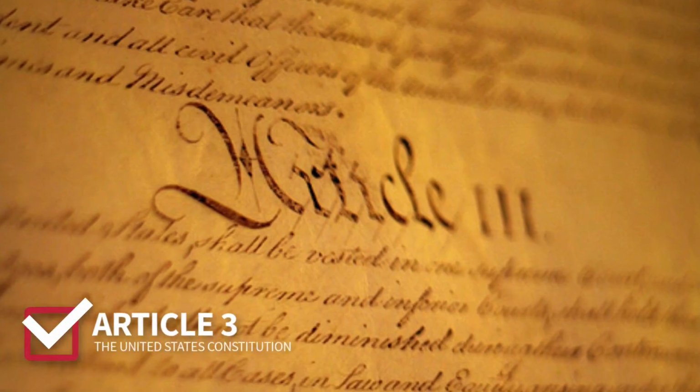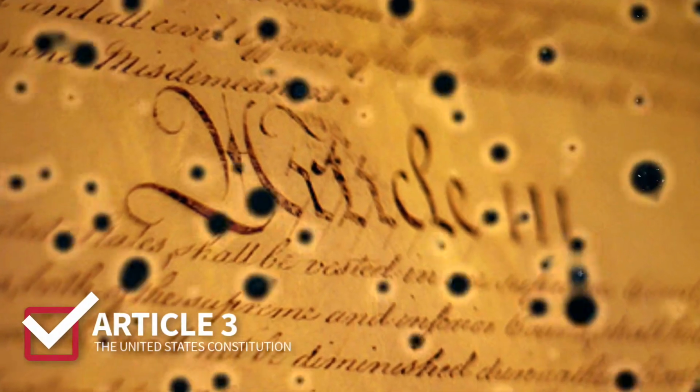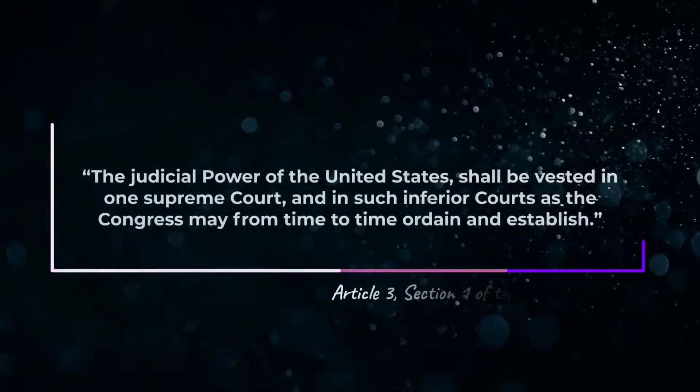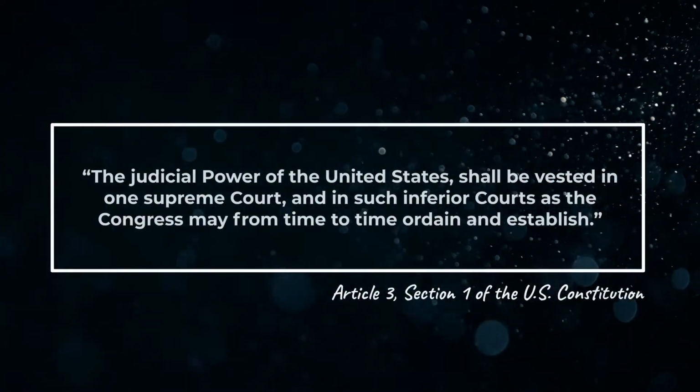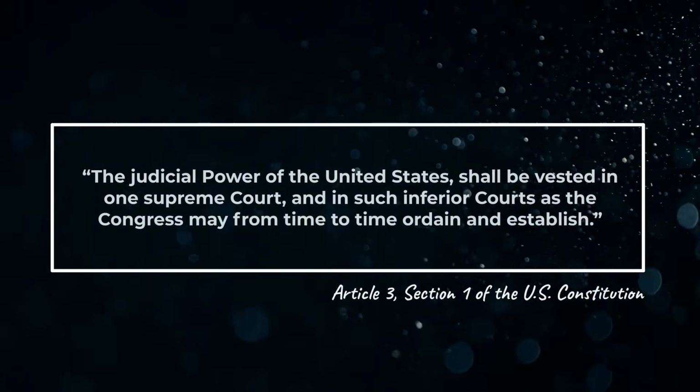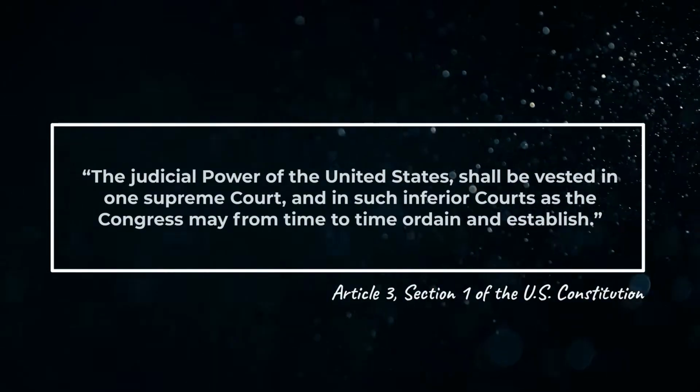Article 3 of the U.S. Constitution establishes the judicial branch, stating, "The judicial power of the United States shall be vested in one Supreme Court, and in such inferior courts as the Congress may from time to time ordain and establish."